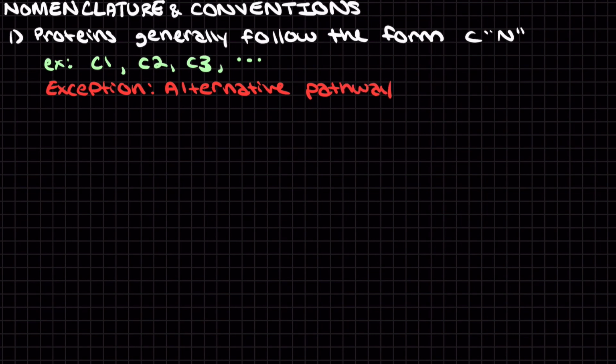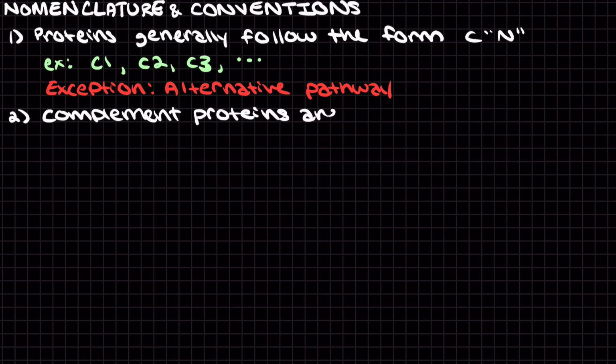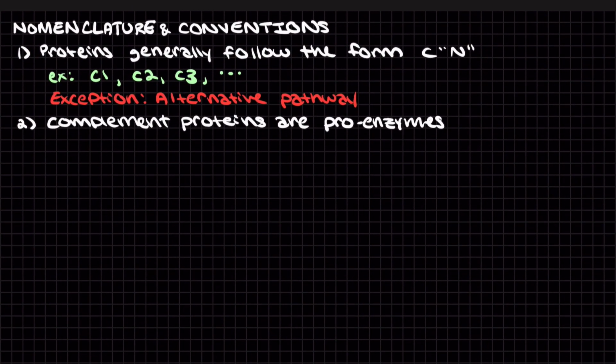In this pathway, we see some proteins that don't start with the letter C. The second rule is that the proteins of the complement system are similar to what we saw in the last video. They're proenzymes. Complement proteins are proenzymes, meaning that they only get activated when a part of it is cut. Another word we use for this is a zymogen.